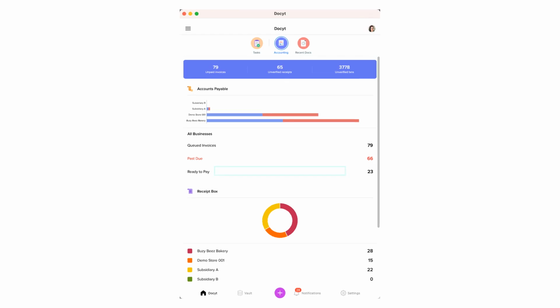Moving on to invoices ready for payment. This is where you'll see invoices that are processed and awaiting payment. This feature makes it easy to manage and prioritize payments, ensuring that your financial obligations are met on time.